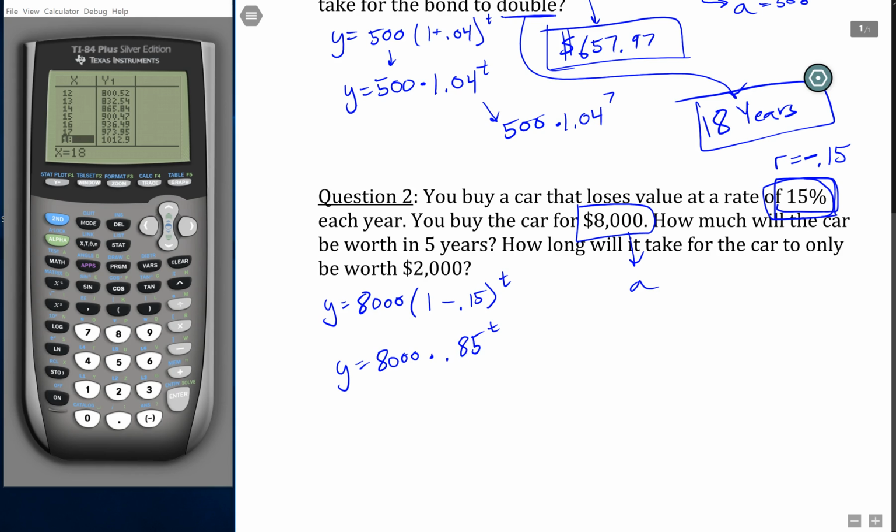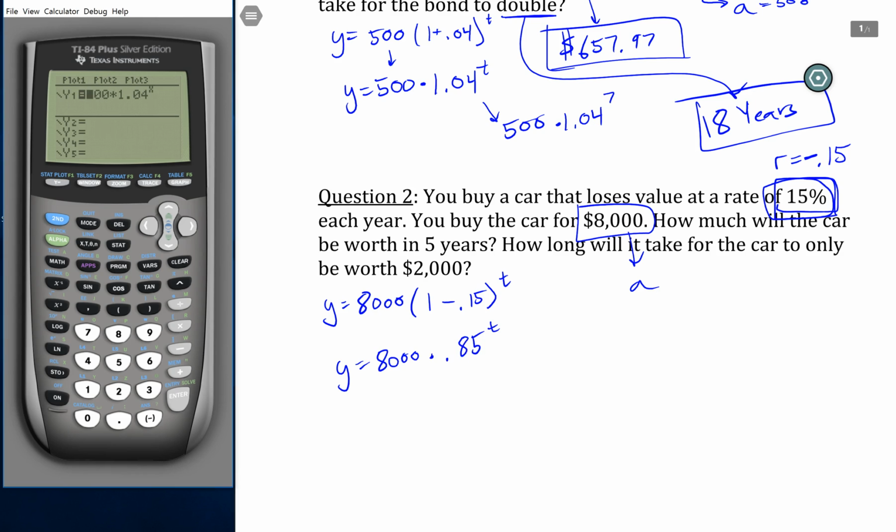So let's go ahead and update my calculator. Now my function is 8,000 times 0.85 to the power of, and again, I'm using x here as my variable. Again, I'll hit second table rather than graphing it. And let's start at 0. We can see at 0, yes, the car starts out at $8,000. And look, now it is losing money.